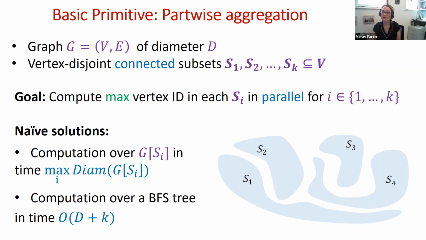An alternative naive solution is to use the fact that we do have one good tree of small depth, that is the BFS tree rooted at some node, and we can just use this BFS tree in order to compute the minimum or the maximum of these k functions. Using pipelining techniques, this can be done in D plus k rounds. But if we have many parts, then again we end up with linear time complexity in the worst case.